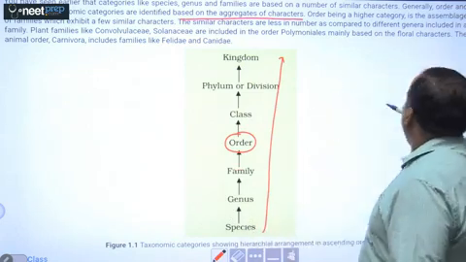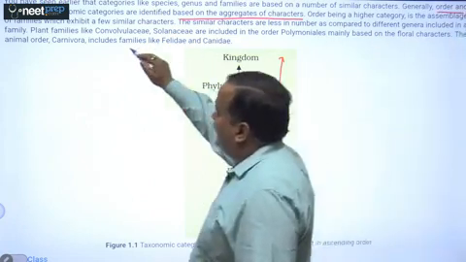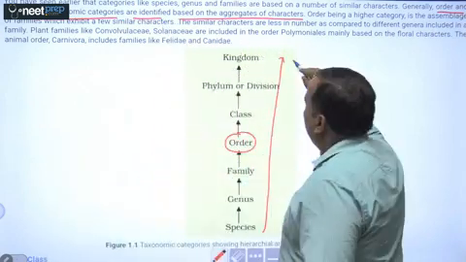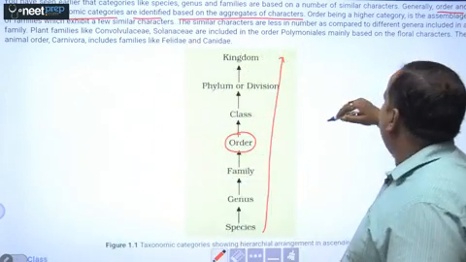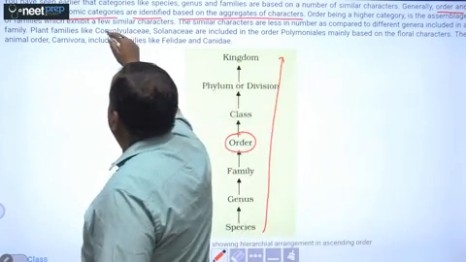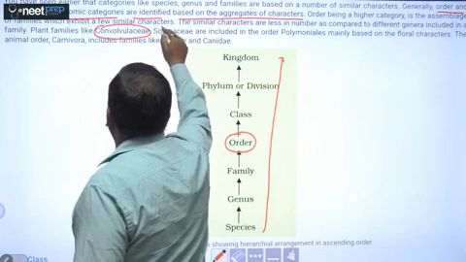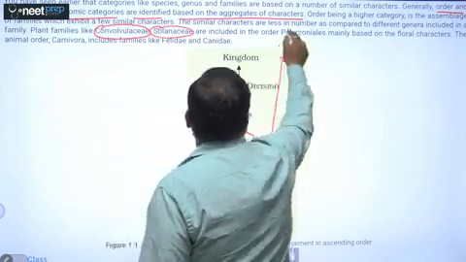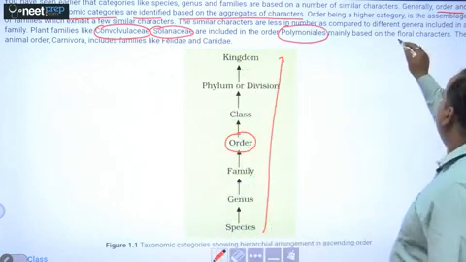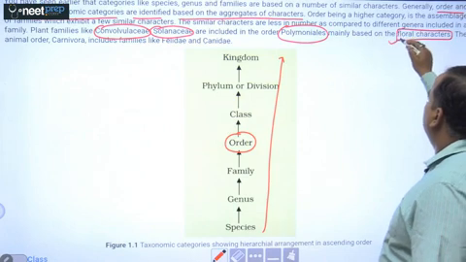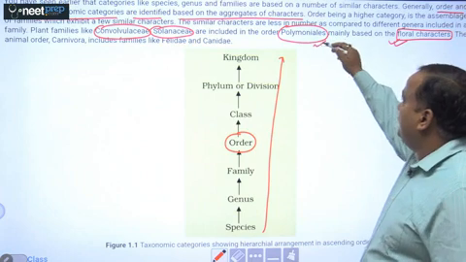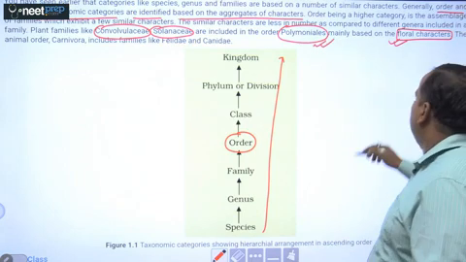So we say order and other higher taxonomic categories are identified based on an aggregate of characters, because the number of common characters keeps on decreasing as we move up in the taxonomical hierarchy. For example, plant families Convolvulaceae and Solanaceae belong to the same order Polemoniales, and this order is created on the basis of floral characters. You have to remember this. In case of family, we use vegetative and reproductive characters. Here, for creation of the order Polemoniales, we used floral characters.